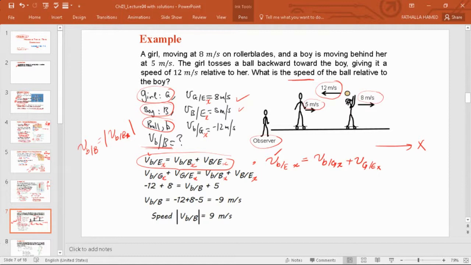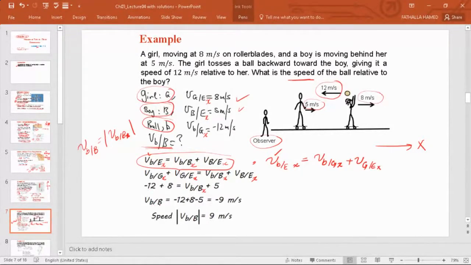Now the velocity of the ball relative to the girl is minus 12. The velocity of the girl relative to the earth is 8. The velocity of the ball relative to the boy, this is what I want to find. And the velocity of the boy relative to the earth is 5. So I can take this to the other side, the 5.